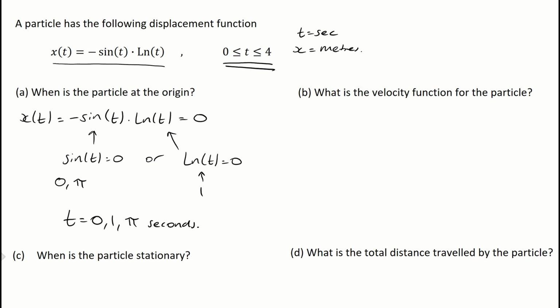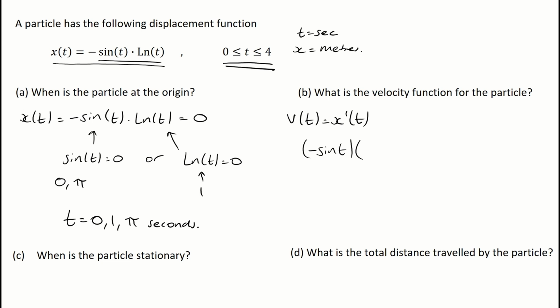Now part B: what is the velocity function for the particle? Well, to get the velocity, v of t, we have to differentiate our displacement function, and we're going to have to use the product rule here. If we start with the first part, we'll keep the first part the same, negative sine of t, and we'll differentiate the second part.